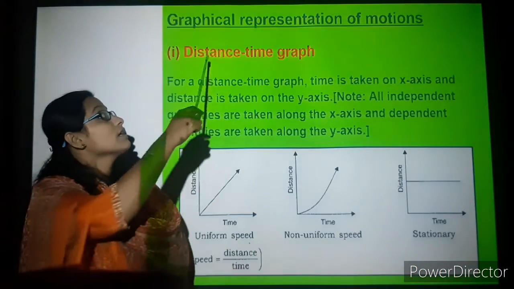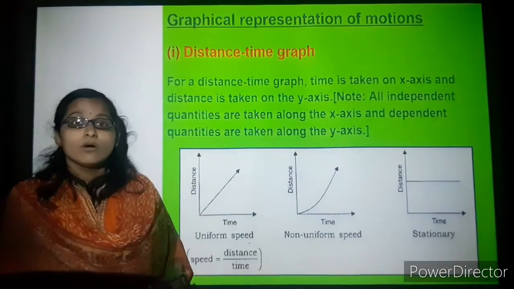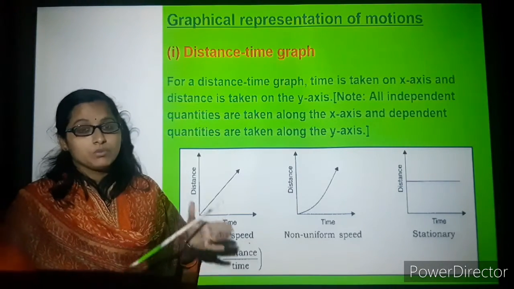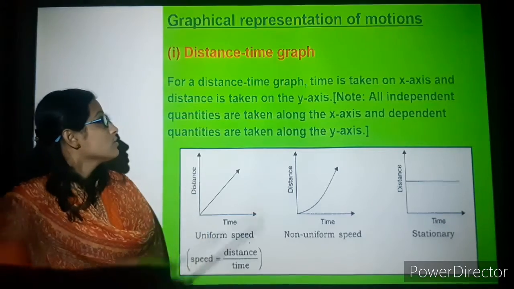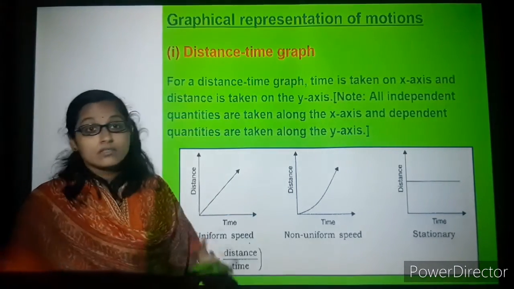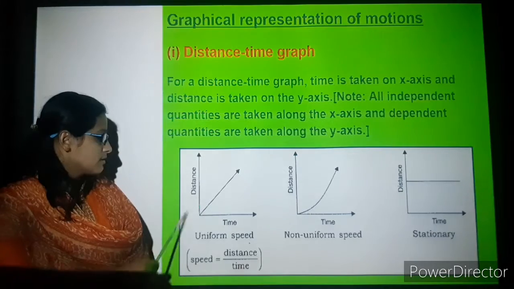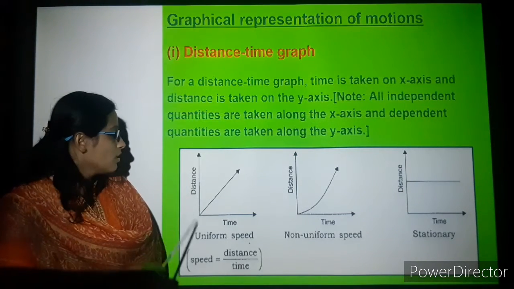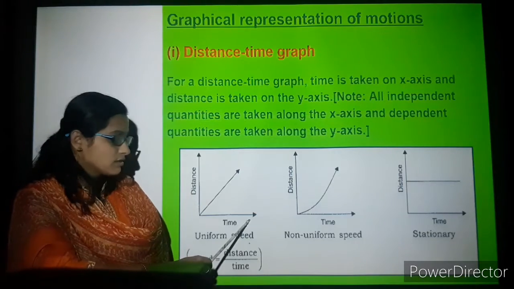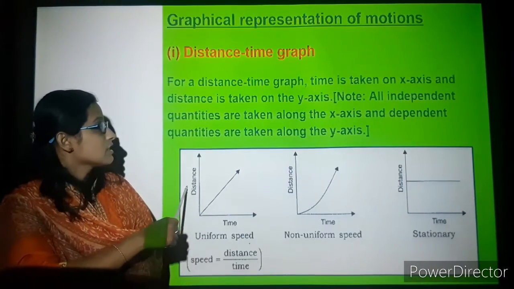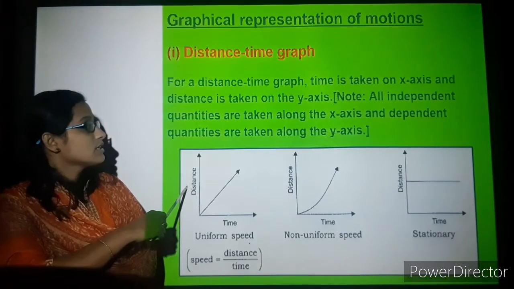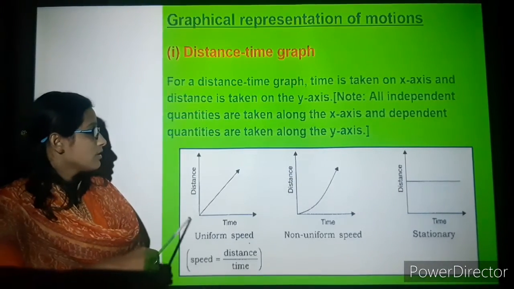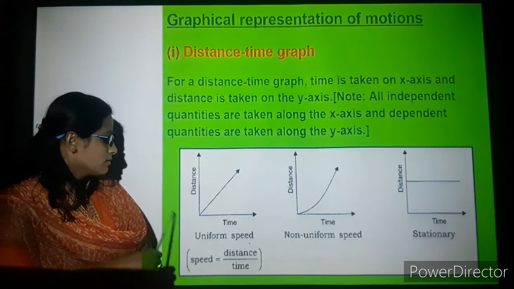So going on to the slide, here it's given as graphical representation of motions. So what is a distance time graph? Distance with respect to time. Here, in the distance time graph, time taken is on the x-axis and distance is on the y-axis. You can see that the independent quantities are along the x-axis and the dependent quantities are on the y-axis.